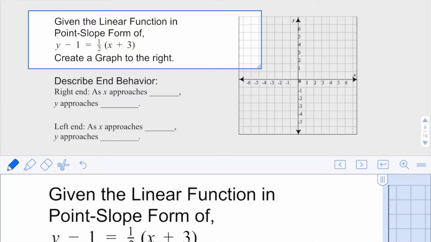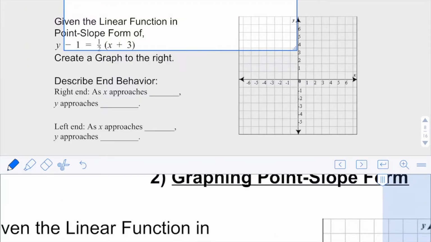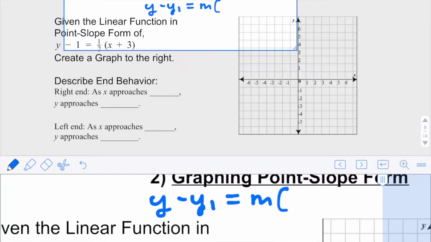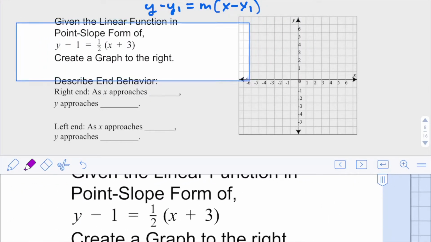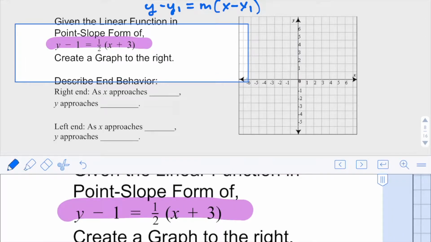We have to recall that our point slope form is y minus y1 equals m times the quantity x minus x1. So we come down here and we're asked, given the linear function in point slope form of y minus 1 equals 1/2 times the quantity x plus 3, create a graph at the right. So that's our function that we've got to graph. Well, let's break this out.